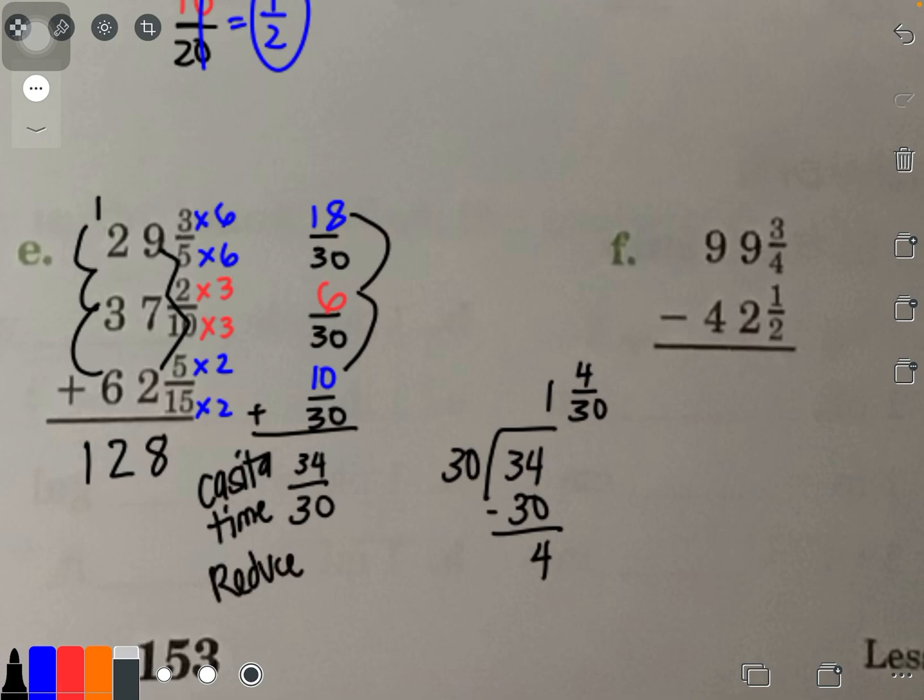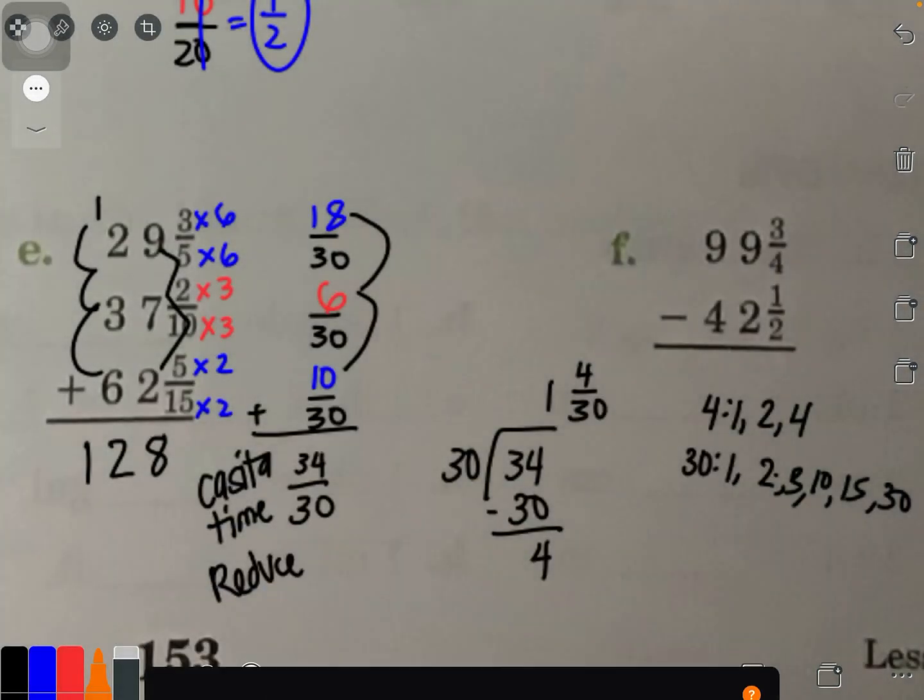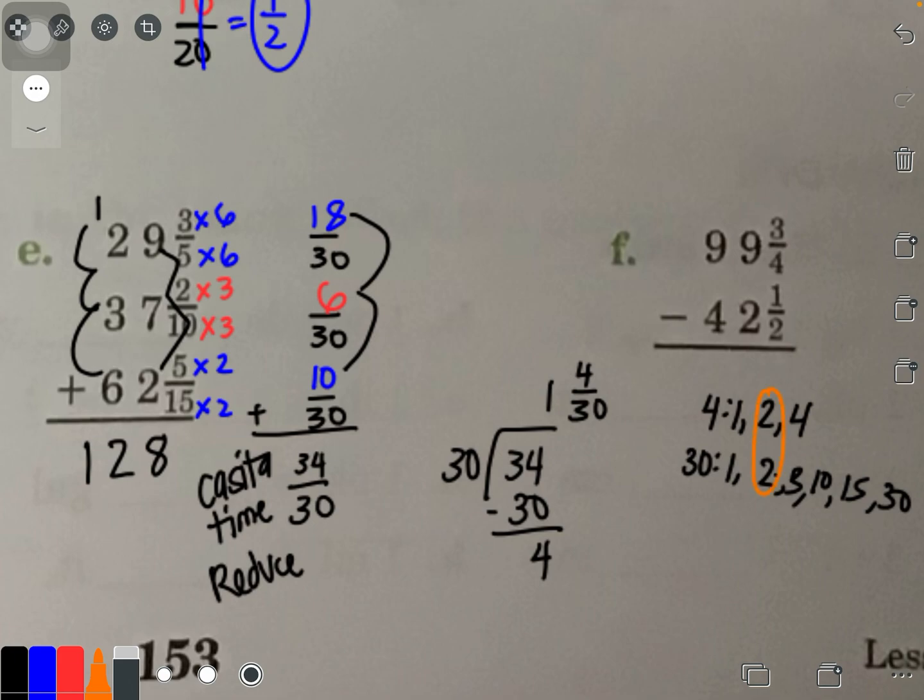Okay, so I'm going to find the factors of 4. Factors of 4 are 1, 2, and 4. Factors of 30 are 1, 30, 2, 15, 3, and 10. But I notice the one number they have in common is a 2. Okay, so that means I can divide by 2. 4 divided by 2 is 2. 30 divided by 2 is 15.